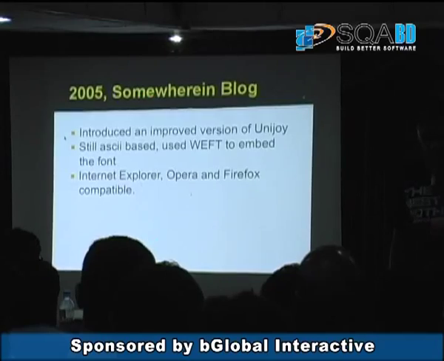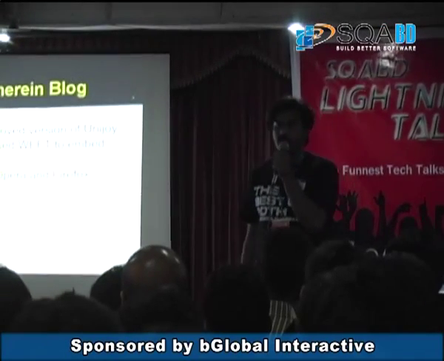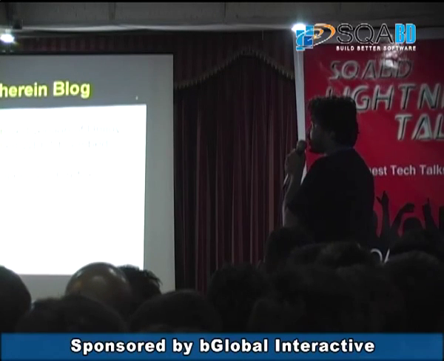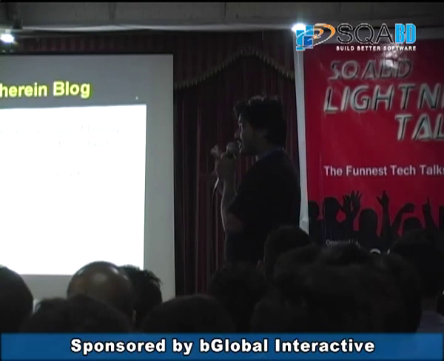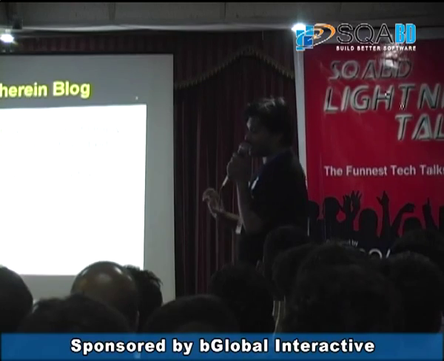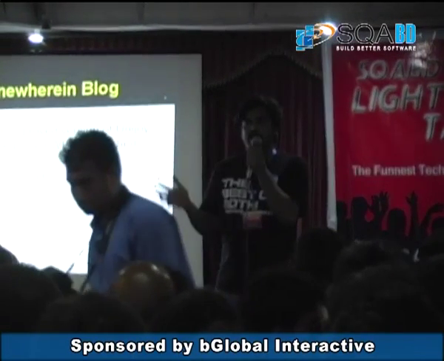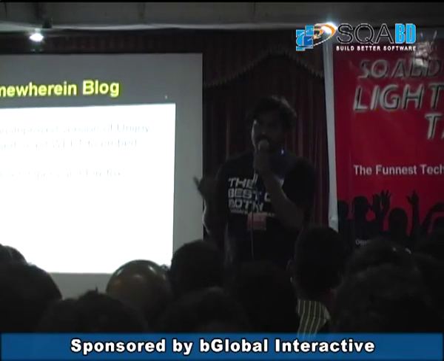Then, Somewhere in Blog. I think many of you are already familiar with Somewhere in Blog. I was the lead designer and lead developer of Somewhere in Blog, and we created it in 2005. But it was in ASCII. That was the main problem, that it was still not Unicode. Whatever you type, you cannot guarantee that other people all over the world can see your text.